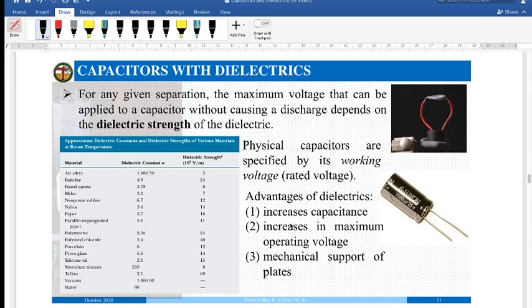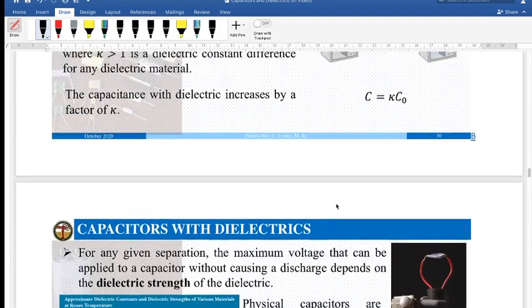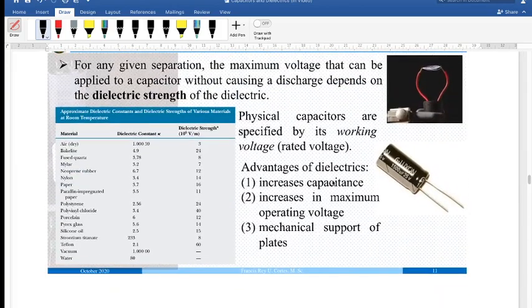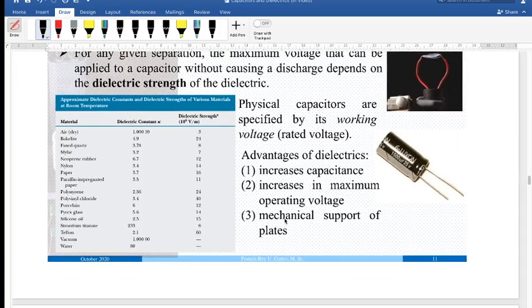So these are the advantages of having dielectrics between the plates. So first, it will increase capacitance. So just like what I said, it increases the capacitance. Okay? The next is it will increase the maximum operating voltage. So that means, if you connect the capacitor with the dielectric to a battery or any voltage source, since there is a dielectric between the plates, therefore the capacitance will really increase, right?